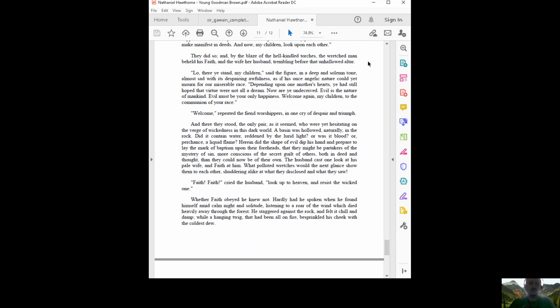They did so, and by the blaze of the hell-kindled torches the wretched man beheld his faith, and the wife, her husband, trembling before the unhallowed altar.